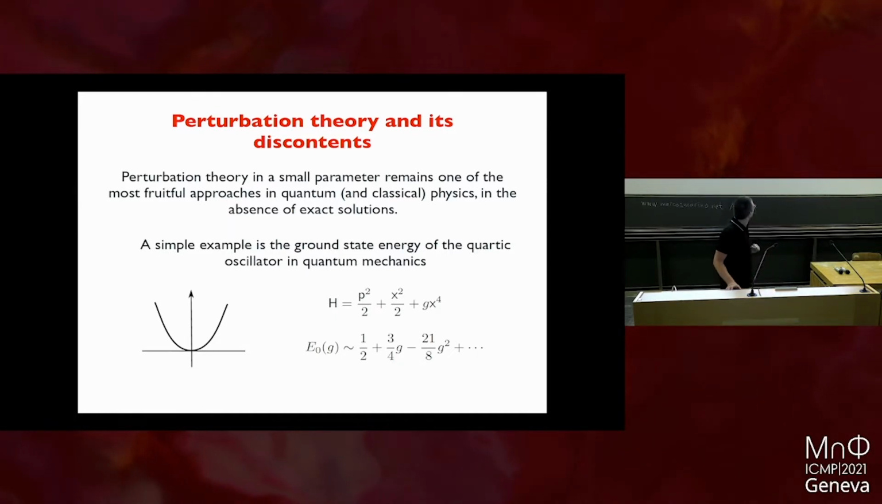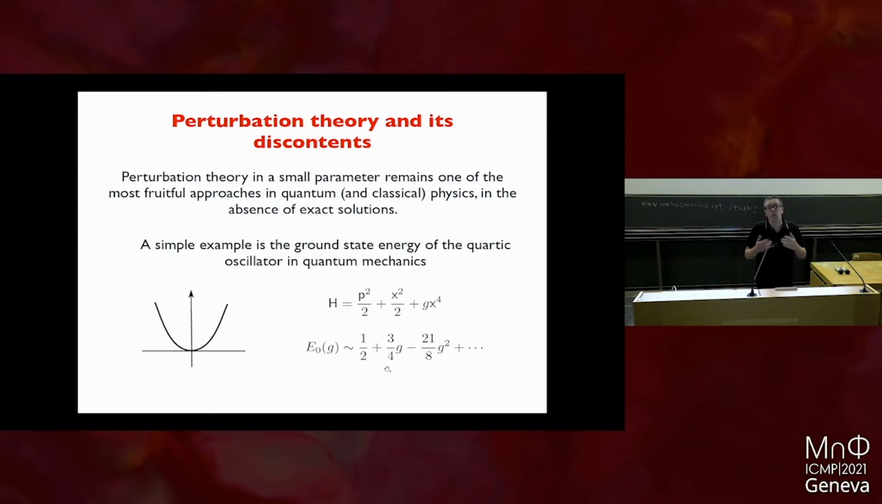In my convention, when h bar is equal to 1, the ground state energy of this system is going to be 1/2, which is the value that you would obtain when g is equal to 0, and then you would find a formal power series in g with higher and higher powers of g that you can compute more or less systematically, and this is one of the things that you are taught when you study quantum mechanics. And this is the power of perturbation theory. You don't have an analytic solution for this problem, but you can at least construct a formal power series solution for the ground state energy and also for the excited state energies.